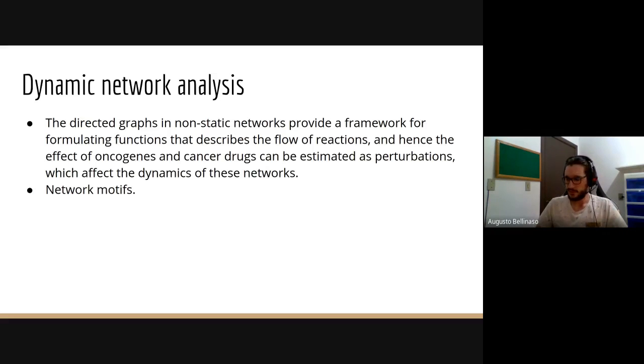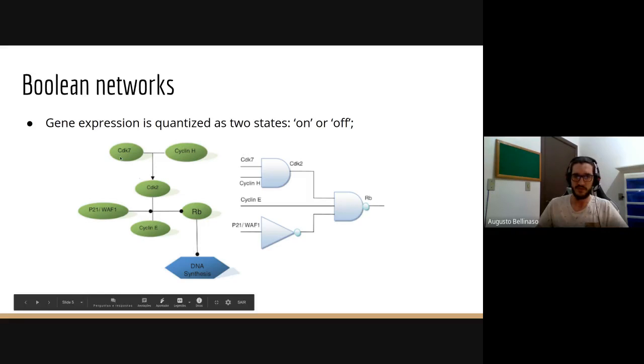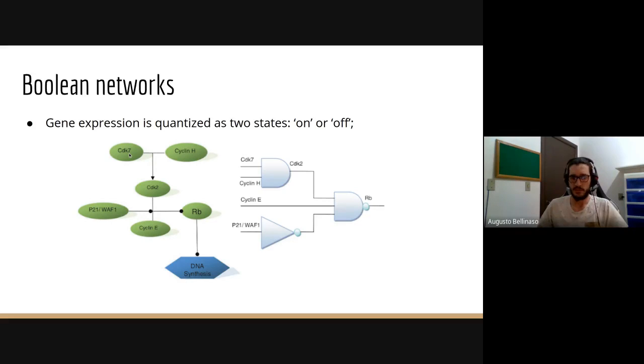And the two approaches to include dynamics in the analysis are Boolean networks or differential equations. The first one is Boolean networks, where the gene expression is quantized into two states, on or off. So you have some pathway networks with the genes or the proteins that are transcribed by the genes, and they can be in one of the two states, on or off.